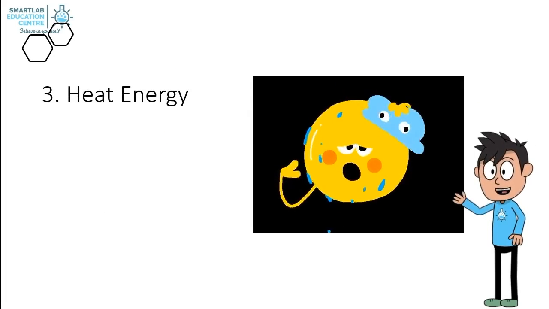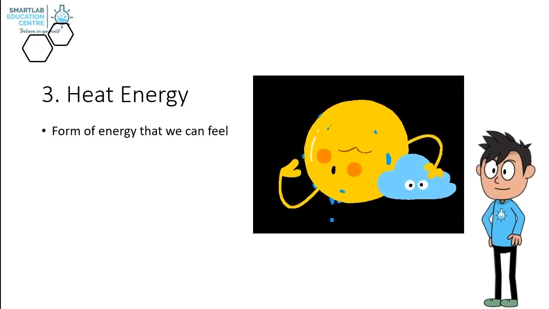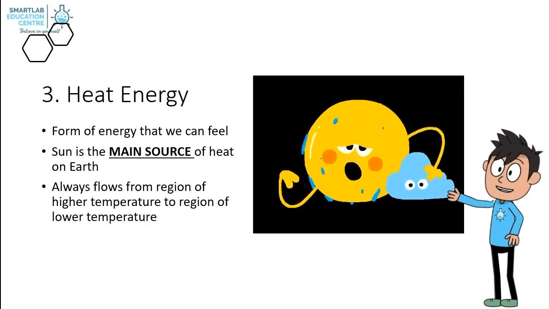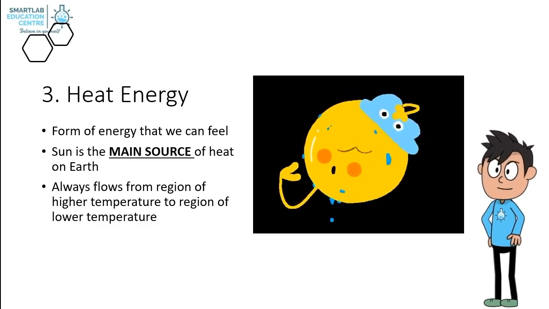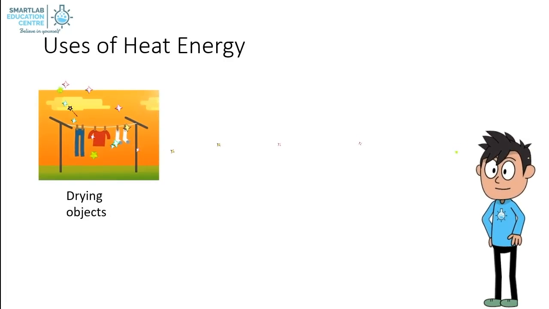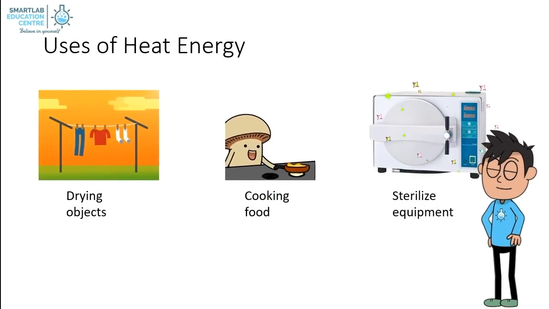Third, we have heat energy. It is a form of energy that we can feel. The Sun is the main source of heat on Earth. Heat energy always flows from a region of higher temperature to a region of lower temperature. Uses of heat energy. It is used to dry objects, when we cook food, and to sterilize equipment.